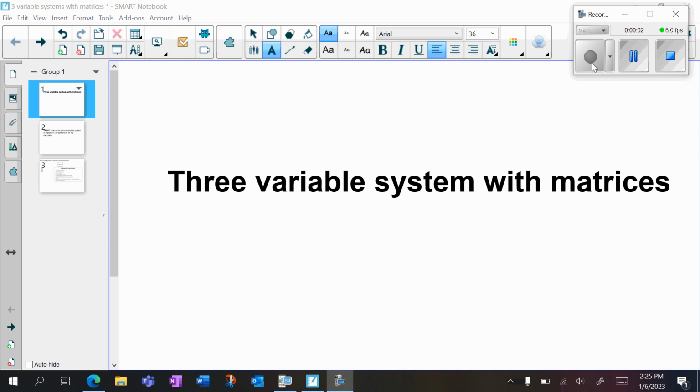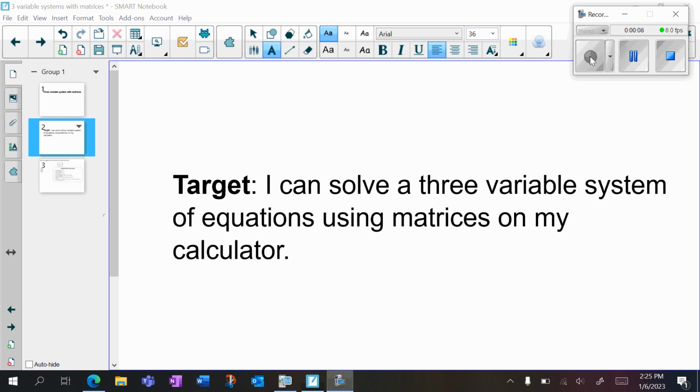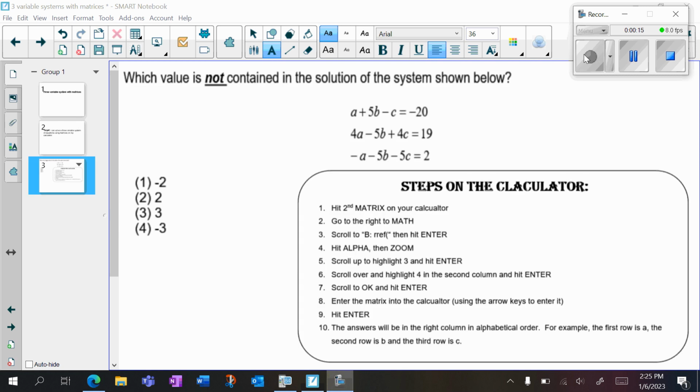Hi everyone, in this video we are going to be solving three variable systems using matrices. The learning target is: I can solve a three variable system of equations using matrices on my calculator. Let's take a look at the first question.